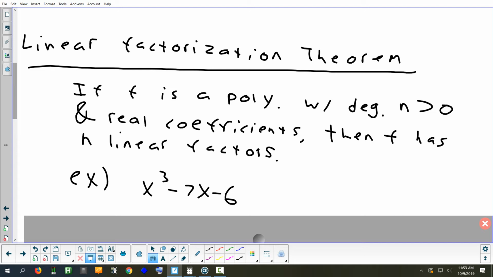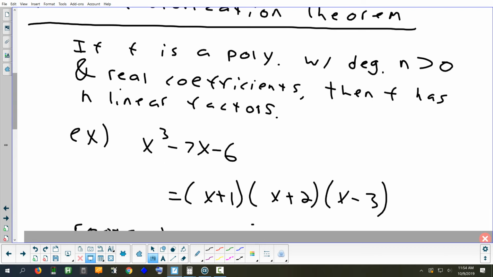In fact, all the roots are rational: -1, -2, +3. Okay, so it's cubed, 3 factors. Here's one that's a 5th degree polynomial. And you might say, well, that doesn't really have 5 distinct factors. You're right, they're not distinct. They don't have to be. You can have repeated roots.